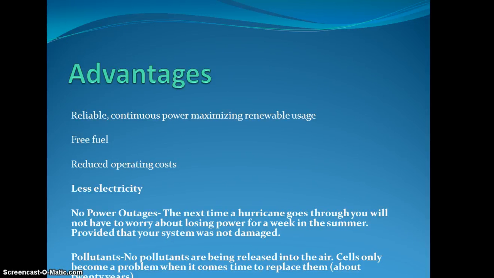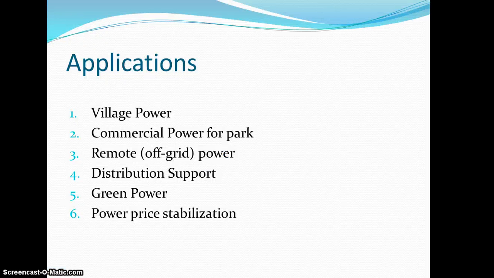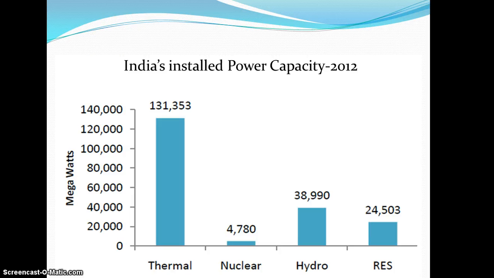The advantages of using hybrid power systems: it is reliable, has free fuel because of naturally occurring renewable energy sources, has reduced operating costs, lower electricity costs, no power outages, and it also reduces air pollution. Applications: it is normally used for village power in remote areas, commercial power, off-grid use, distribution support, green power, and power price stabilization.